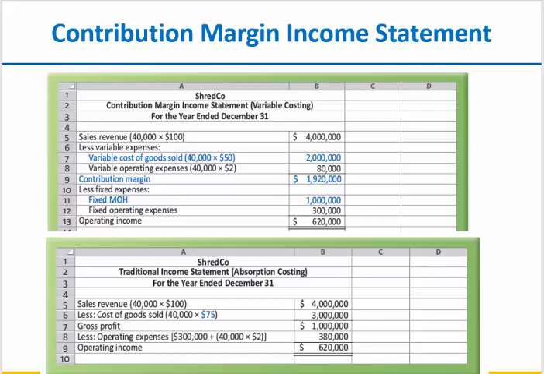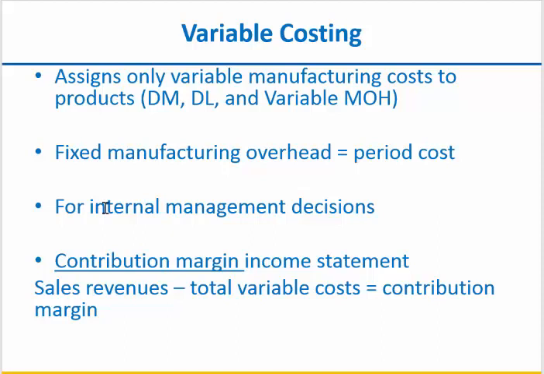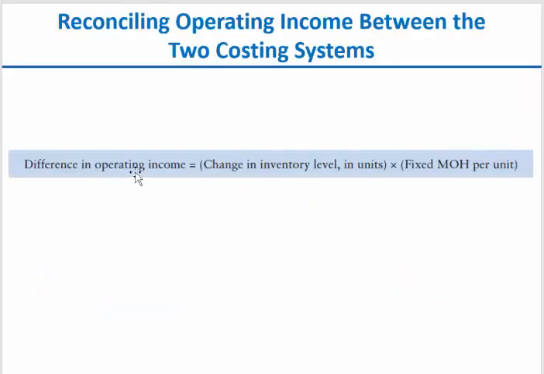But if you do have inventory left, then you will have a difference between the operating income of these two systems. And the difference in operating income is going to be the result of the change in inventory level in units times fixed manufacturing overhead per unit. So this is the difference in operating income. That's the only mathematical formula that you have to pay attention to in this entire learning objective. And definitely contribution margin, that's also a very important formula you have to know. And after that, you have to know about the difference in operating income and how to calculate it. The formula is the change in inventory level times fixed manufacturing overhead per unit.